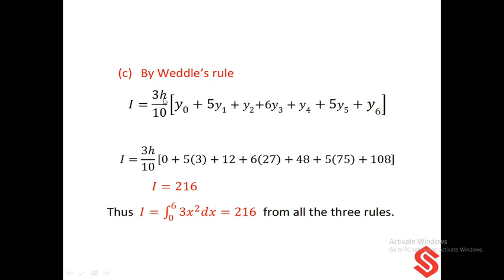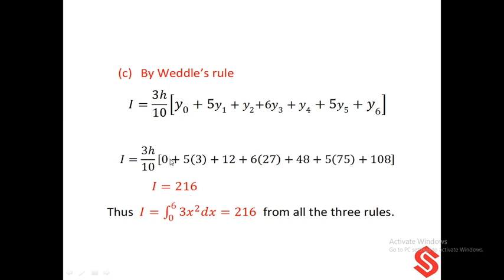Next, C, by Weddle's rule. First let us write the formula: I is equal to 3h by 10 into y0 plus 5y1 plus y2 plus 6y3 plus y4 plus 5y5 plus y6. And we know the values of y0 to y6 from the table, and h is also known, that is 1. So you substitute the values and simplify, you will get I is equal to 216.